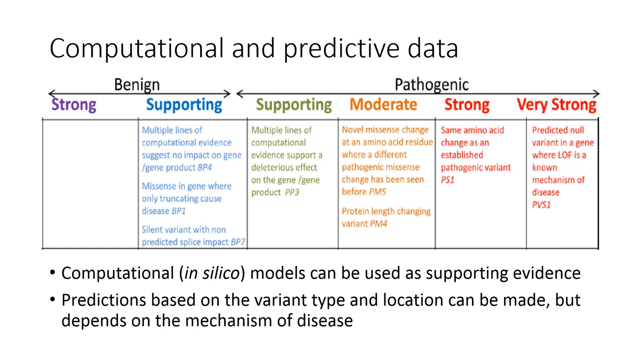We also make predictions based on our knowledge of the mechanism of disease associated with a gene and disorder, such as whether haploinsufficiency is the mechanism of disease, and based on which types of variants are more likely to be pathogenic. The PVS1 criterion, which is the only one considered to be very strong, can be applied to variants that are predicted to cause loss of function in a gene where loss of function is a known mechanism of disease. Novel nucleotide substitutions that impact amino acid residues, which have been reported previously as pathogenic, are also considered as either moderate or strong criteria, designated above as PM5 and PS1.